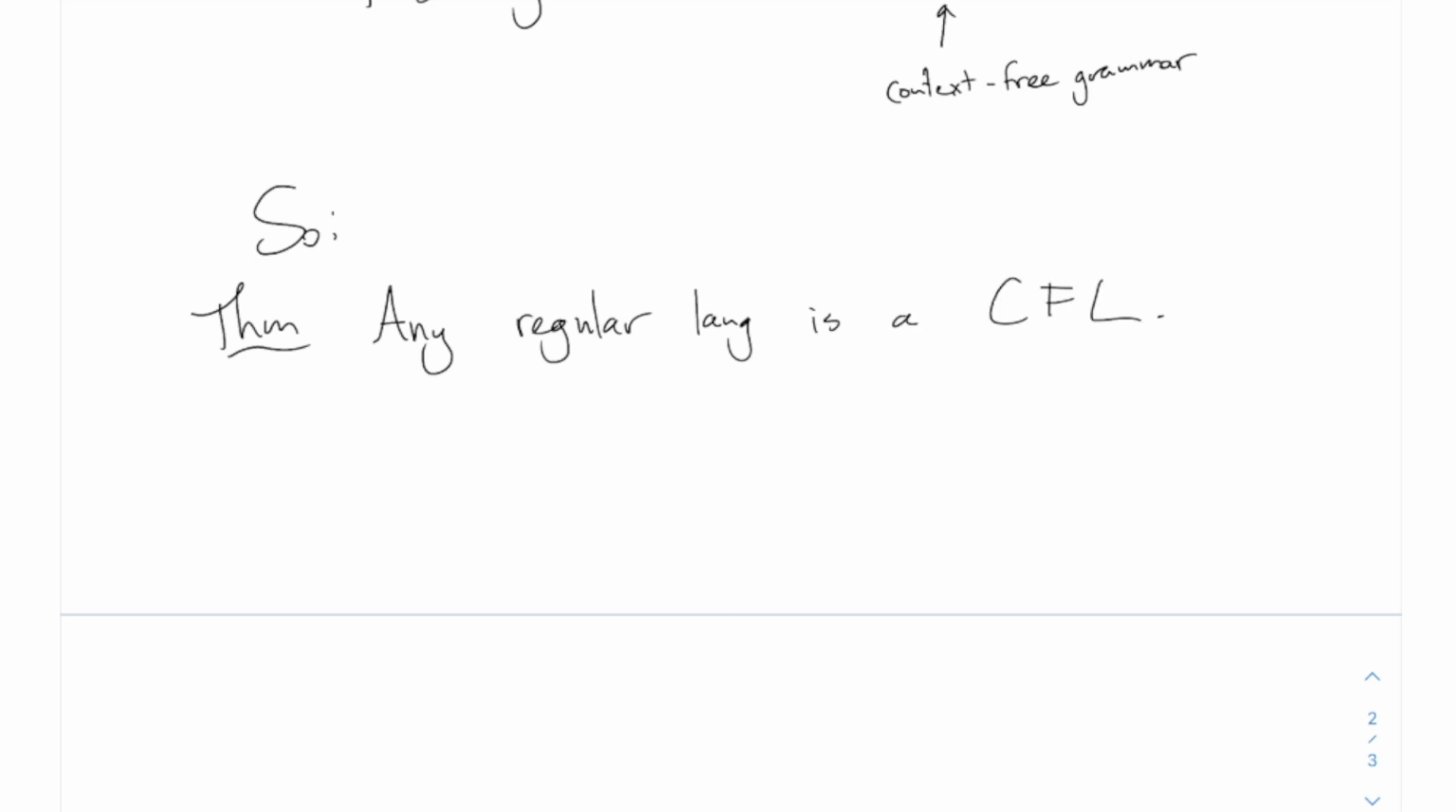Any regular language is automatically context-free, because you can make a single-step grammar for a regular language, and those grammars are context-free grammars. So any regular language is context-free. The converse is not true. There are some context-free languages which are not regular.